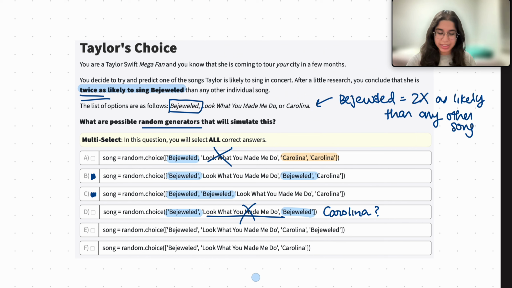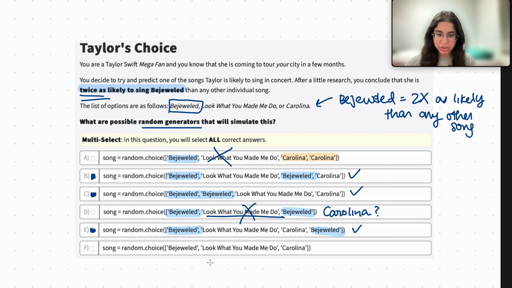But let's go on and see choices E and F. For choice E, Bejeweled occurs twice, and unlike the previous answer choice, we have all of the other songs in our sample space inside this generator. So this is valid too, because we're twice as likely to pick Bejeweled than any of the other songs in your album.